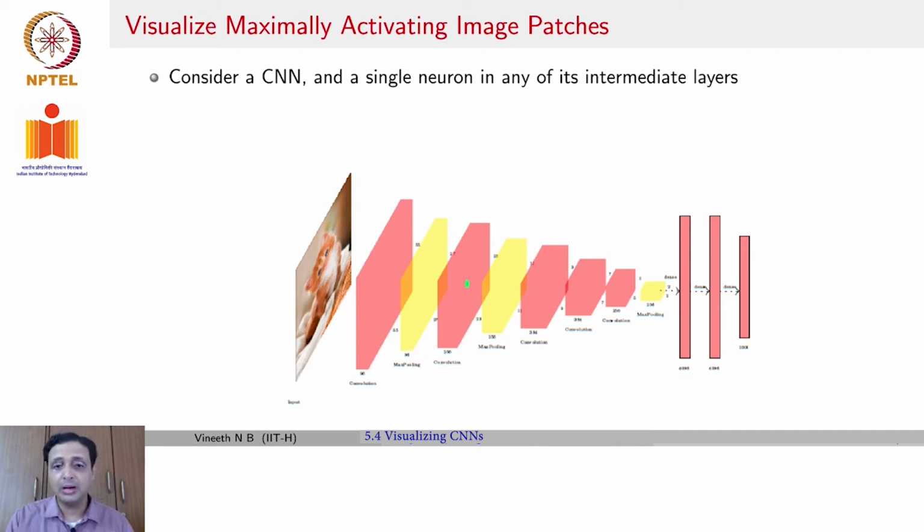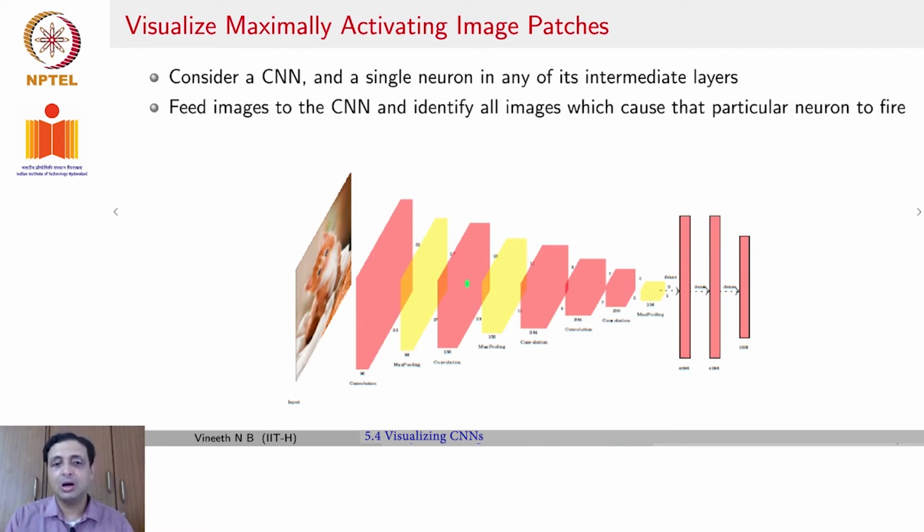Now you can try to visualize which images cause that particular neuron to fire the most. So you can give different images as input to the CNN and keep monitoring that particular neuron and see which image is making it fire the most. What can we do with that?